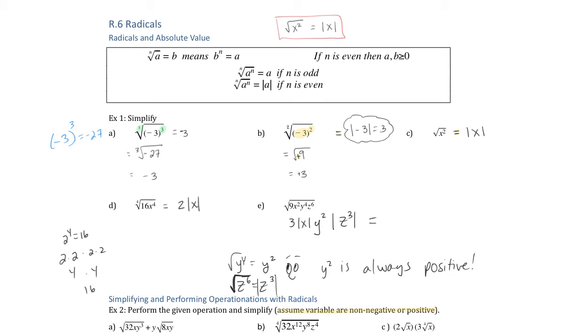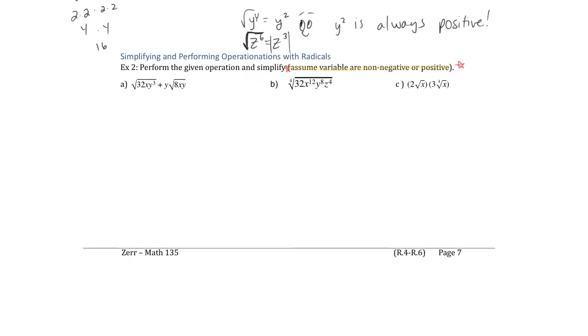Then this can get simplified just a little bit. We can combine everything that's in that absolute value, so it would be 3y squared times the absolute value of xz cubed. It's kind of technical and tricky, these ones, but for the most part, it almost always says assume the variables are non-negative or positive, and so we don't have to worry about all that absolute value. All right, let's do some more.